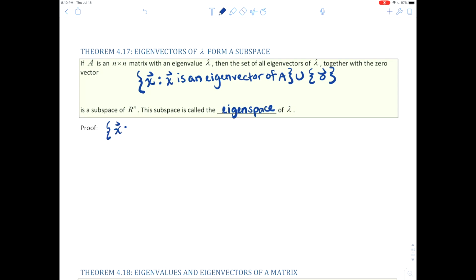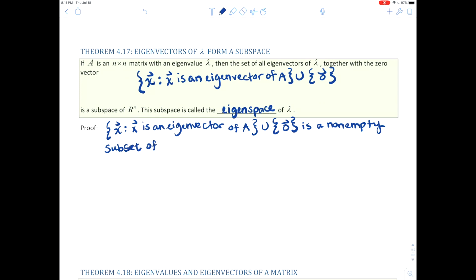So the set of x such that x is an eigenvector of A, union the zero vector, is a non-empty subset of Rn, since this set contains the zero vector. Good so far?